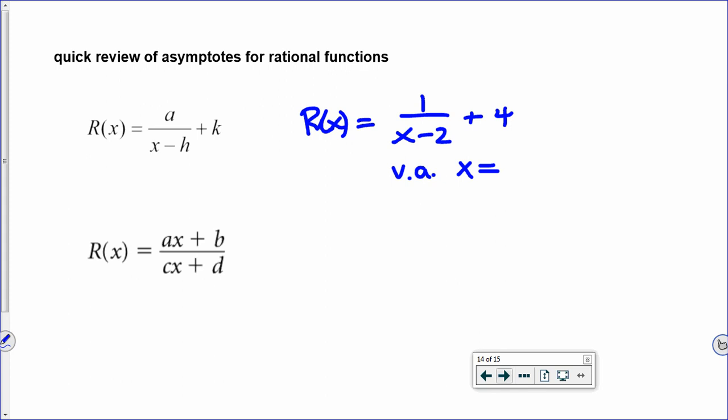The vertical asymptote will be located at x equals 2, because that's the place that the function can't exist. It would make the denominator 0. The horizontal asymptote for a function of this form is going to be located at y equals 0.